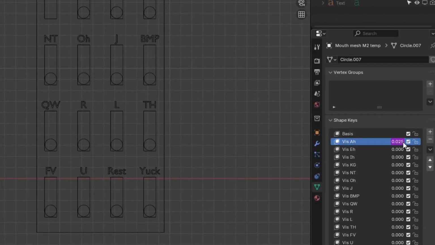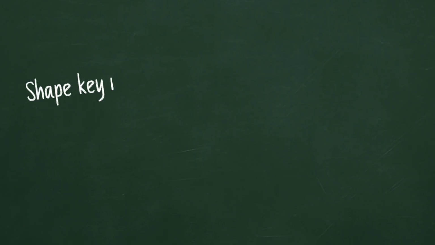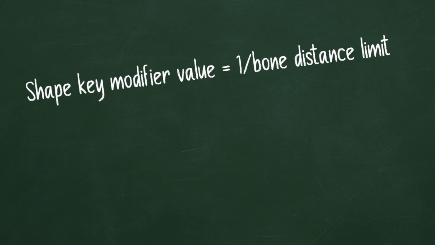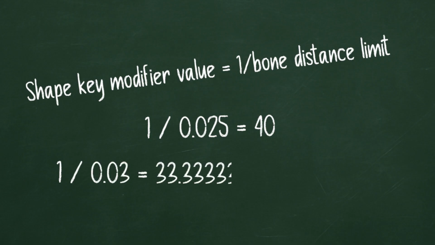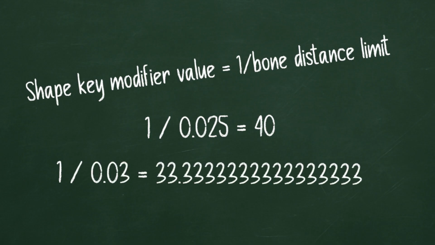Take note of how much the shape key has changed when your slider bone is up at its maximum position. If your limit distance constraint is set to 0.025, for example, you need to multiply that by 40 to make 1. If the distance is 0.03, then you'll need to multiply that by 33.333333.